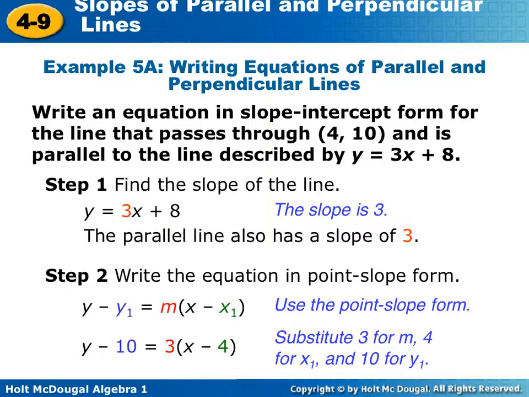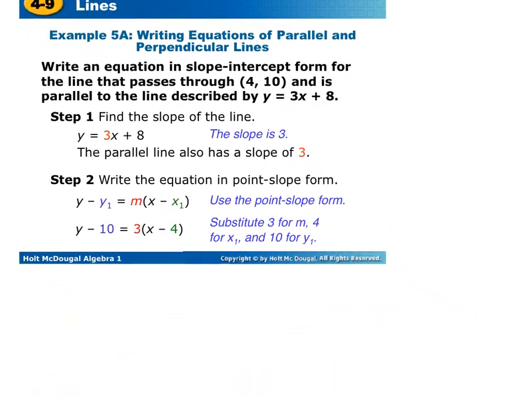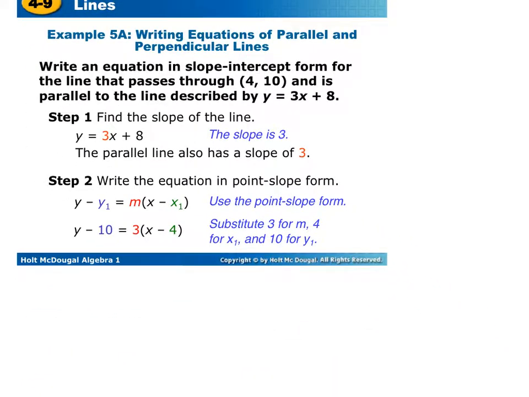All right, so same stuff that we did last night. Now we're going to do it with an equation here. So it says, write an equation in slope-intercept form that's going to go through this ordered pair, but it's going to be parallel to this. Now, when we did the homework last night, remember they gave you a slope, and then they gave you an ordered pair.